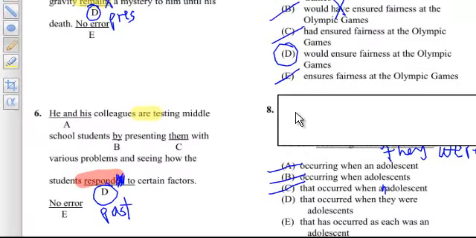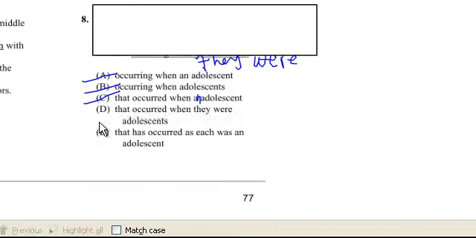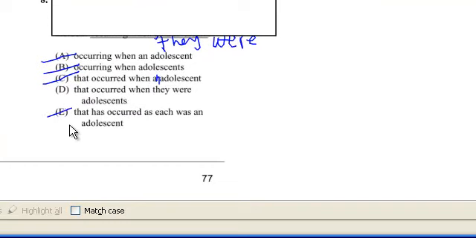Yes, no, maybe? Okay, technically it might fix the problem. It specifies each, although technically each could still refer to the word incident, but what you can probably hear is that, and a lot of you are saying no, that this sounds worse, right? That has occurred as each was an adolescent. It just sounds wordier. It's not necessarily longer than D, but it does sound wordier. So let's get rid of it and go with D. Happens to be what we anticipated.